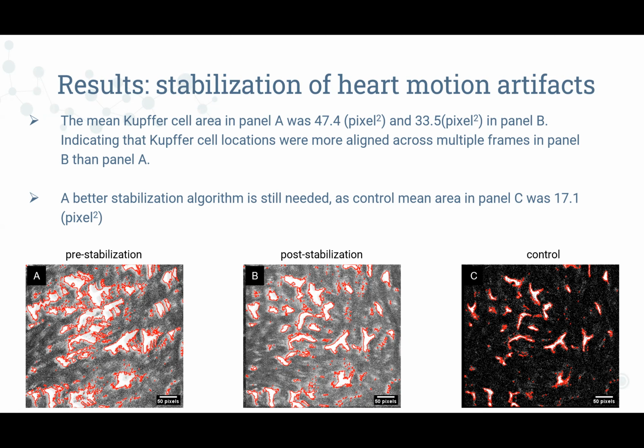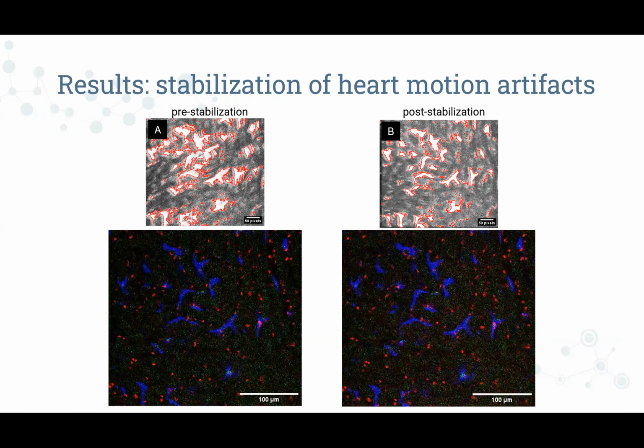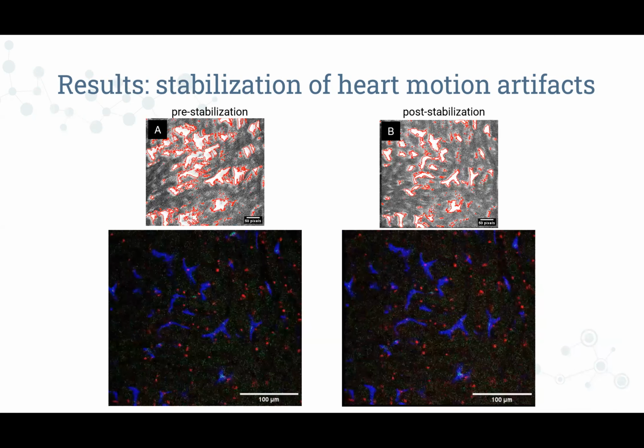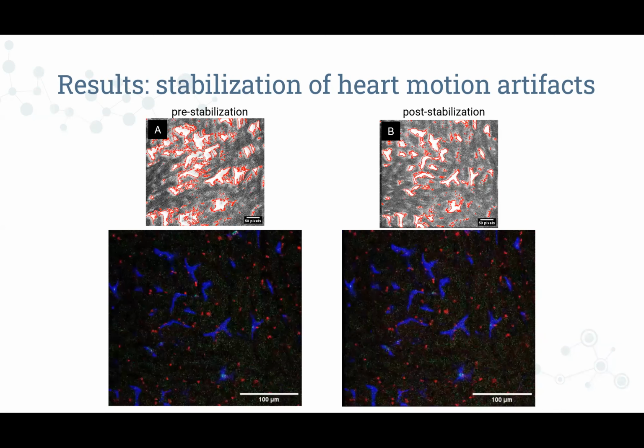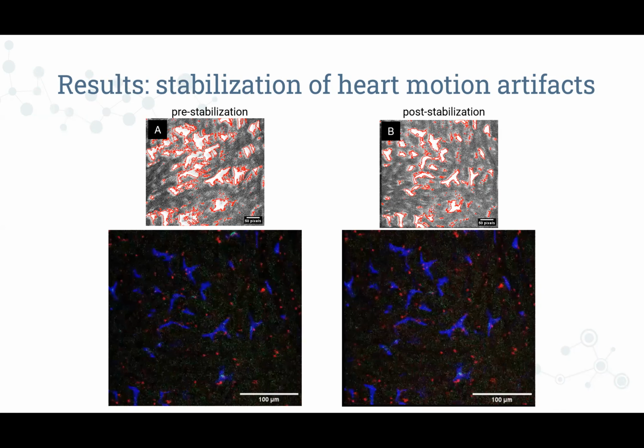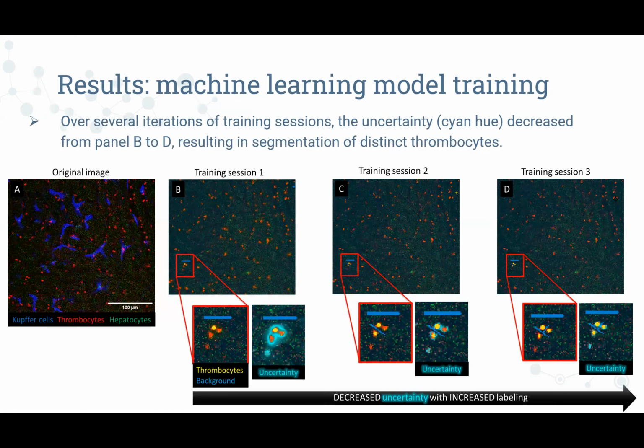So we know we've achieved some stabilization in our data set, and it can be visualized in these 2 images, pre-stabilization being on the left and post-stabilization being on the right. Now for the machine learning model training, we did 3 different training sessions going from panels B to D. And we can even label this small tiny area as shown in this example.